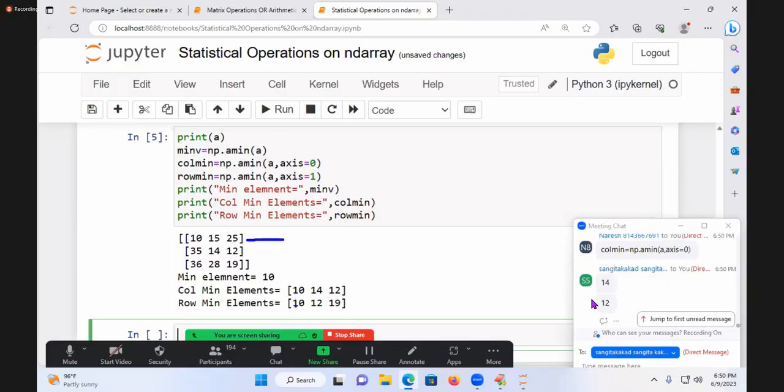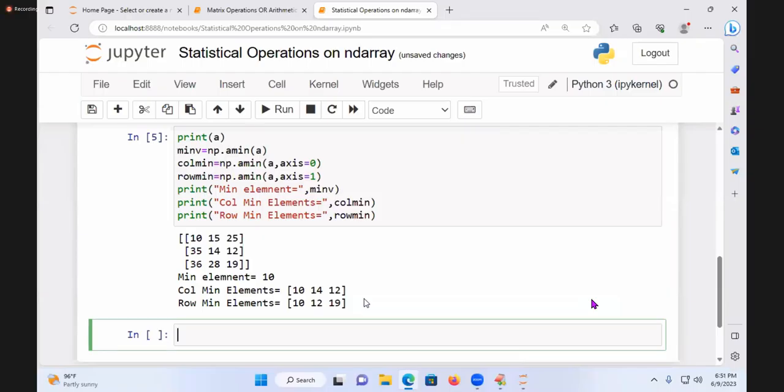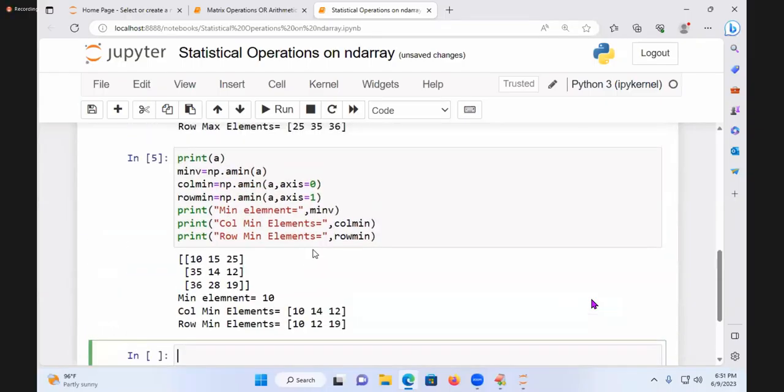Next you go to what? What is this now? 10. What is the next? 12. Next, right, like this. You got the data. Are you able to follow? This is about information related to what? Max and min. Did you understand the meaning of axis also?